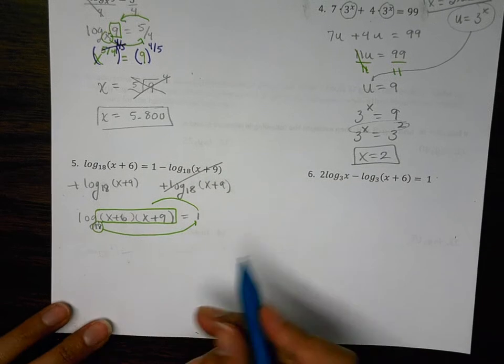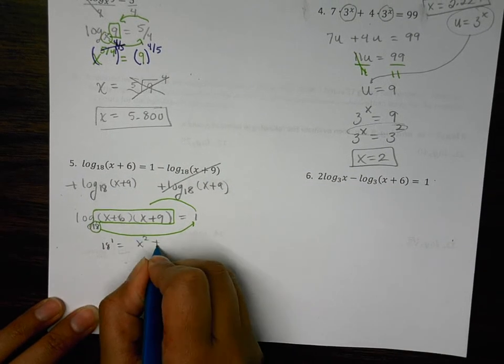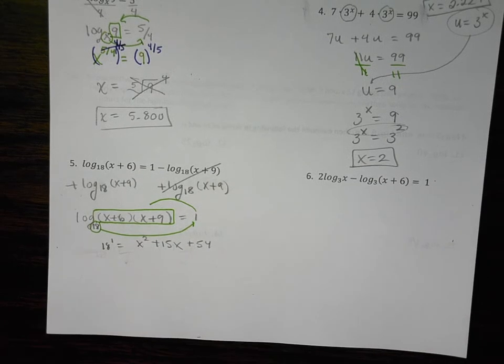Good job. 18 to the first power equals, you said x squared plus 15x plus what? 54. Okay. Do you guys now recognize what kind of solving an equation this is? Get x by itself or get everything over to one side? One side. We want it equal to 0, so we could do what?